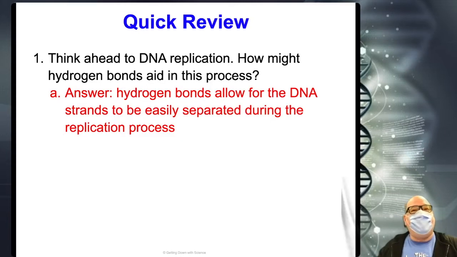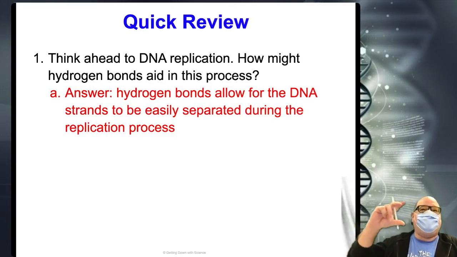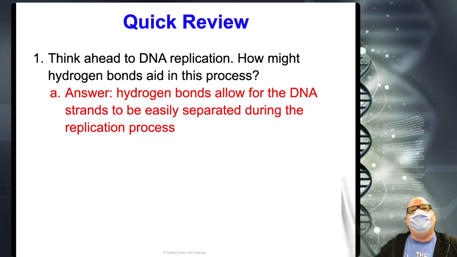So two ways you could have answered that. You could have said like 3s with 3s, 2s with 2s. And you could have also said, like someone in class said, hydrogen bonds allow the strands to easily separate. Okay, easy separation.